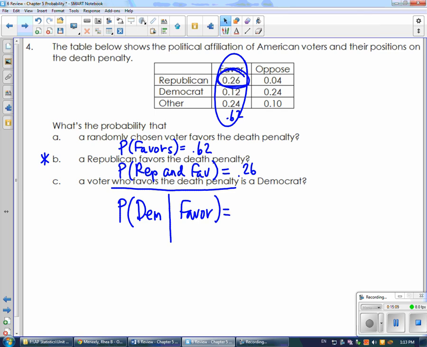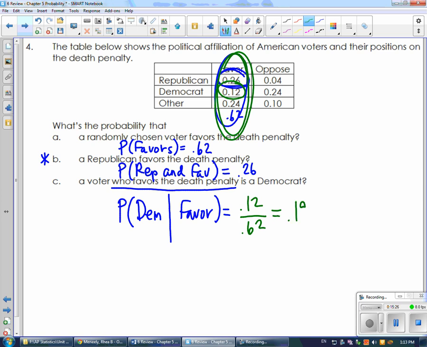And so if I look at it this way, finding the probability is a little bit easier because I'm only looking at the 62% who favor the death penalty. And I'm looking for the proportion out of that that are Democrats. And so that's going to be 0.12 out of 0.62. And that, I think, is 19.4%.